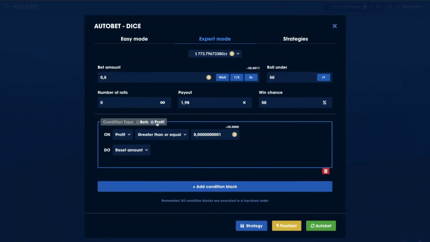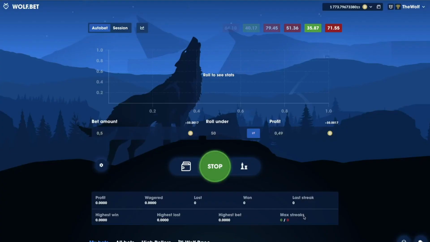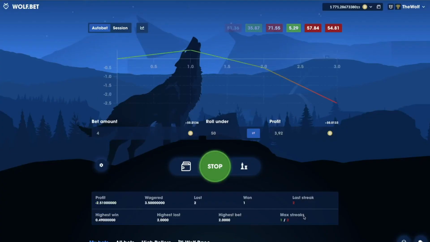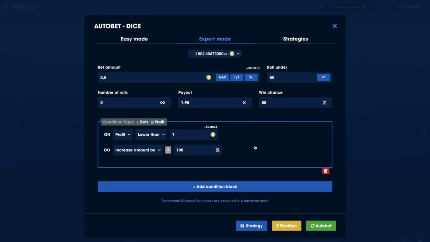This also works the other way. Let's say I want my bet to double when my profit is lower than 1 dodge. I simply choose On Profit Lower and type 1 dodge, and then increase bet amount by 100%. Anytime a bet goes through where my profit is less than 1 dodge, it will double. If I chose On Profit Lower or equal to 1 dodge, my bet would double even if I had 1 dodge of profit. It had to be higher than 1 dodge for my bet to stop increasing.